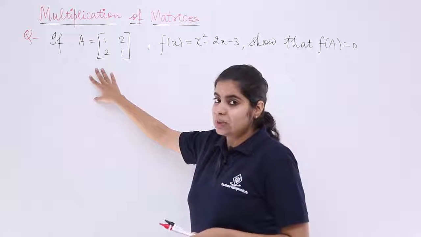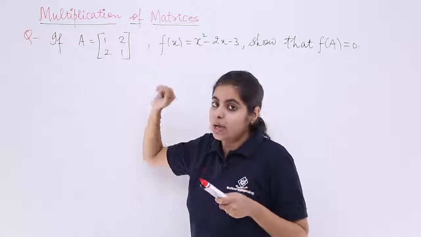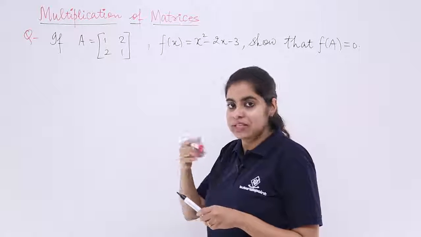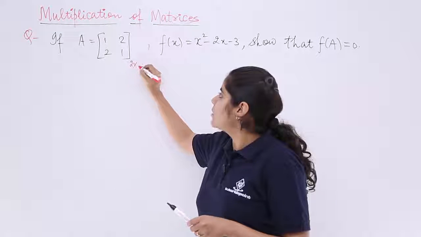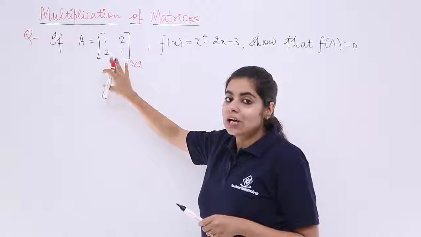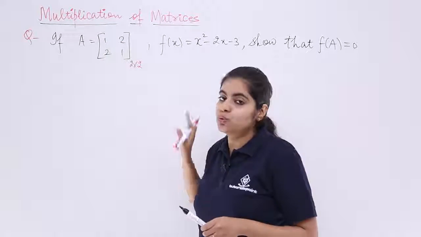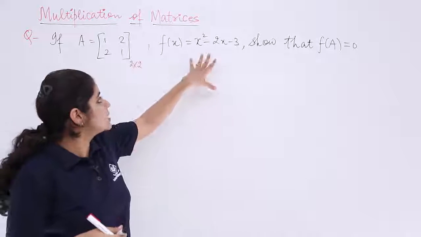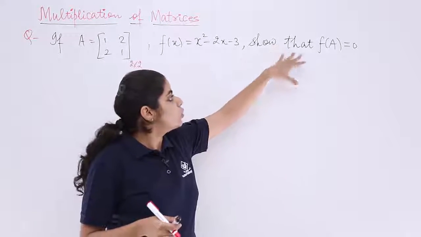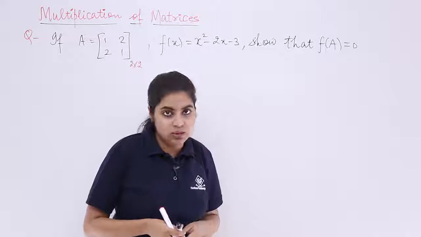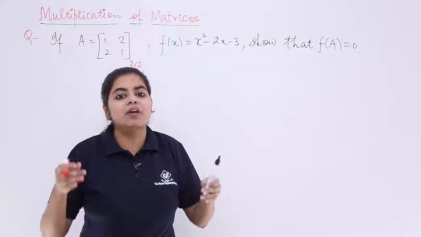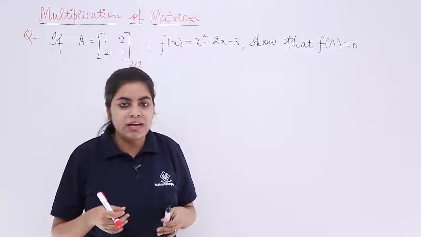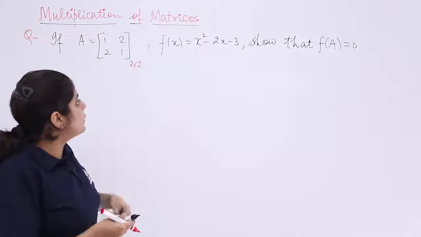If A is equal to, that means I have been given a matrix A which is a 2 by 2 matrix, as you can see. So it is a square matrix which has the elements row wise, if I read, 1, 2, 2, 1. And I have been given a function. The function is x square minus 2x minus 3. Show that f of A is 0. I need to show that f of A is 0, right?